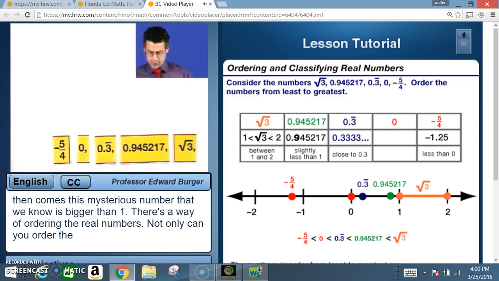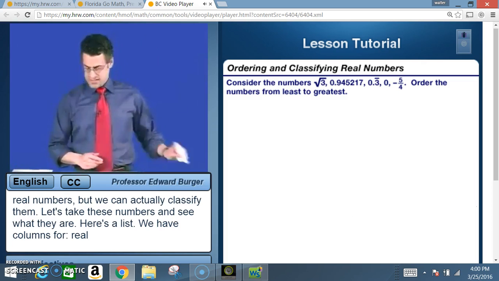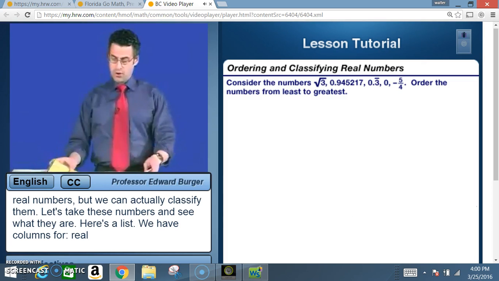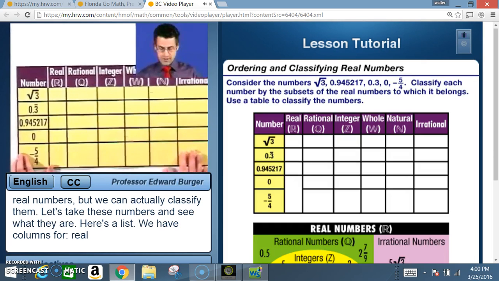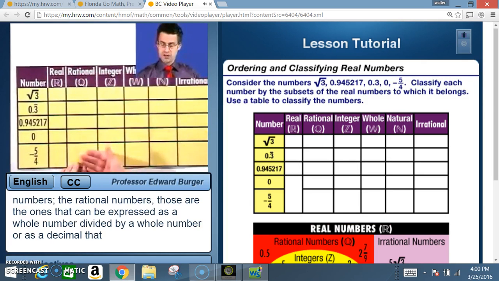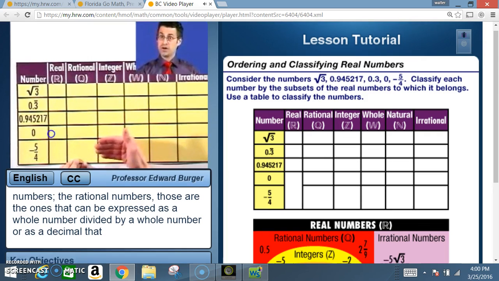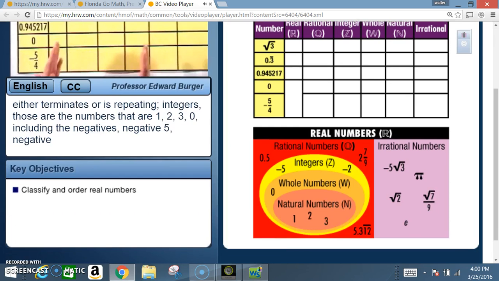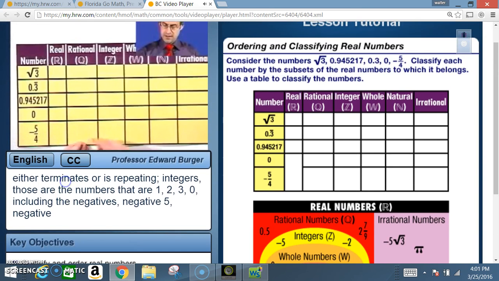Now, not only can you order the real numbers, but we can actually classify them. So let's take these numbers and see, well, what are they? So here's a list, and we have columns for the real numbers, the rational numbers. Those are the ones that can be expressed as a whole number divided by a whole number, or as a decimal that either terminates or is repeating.